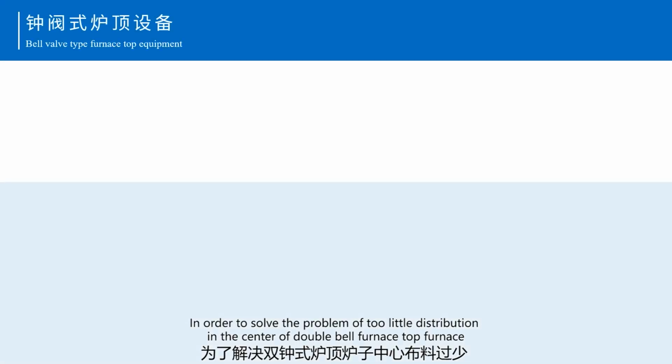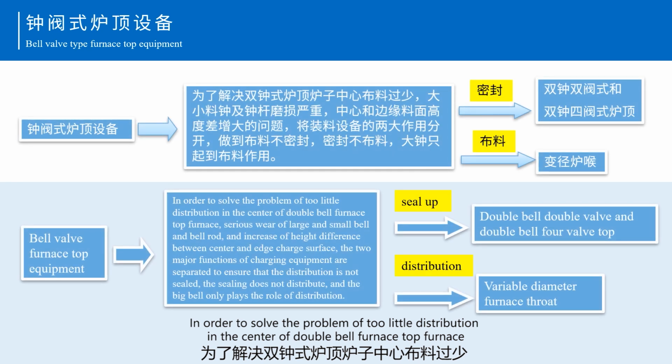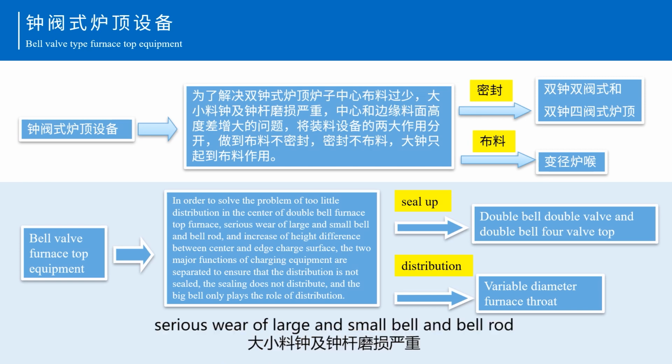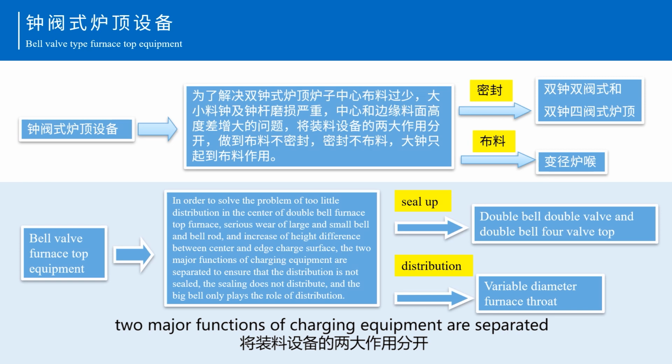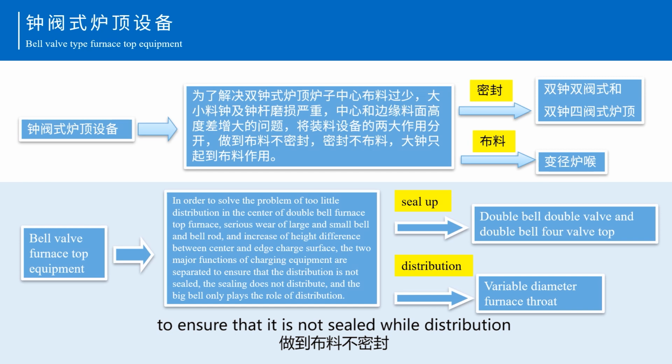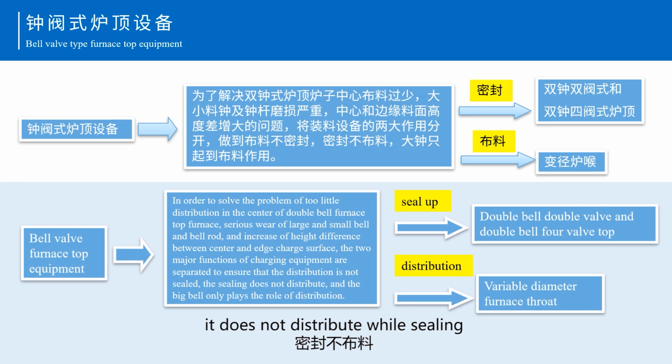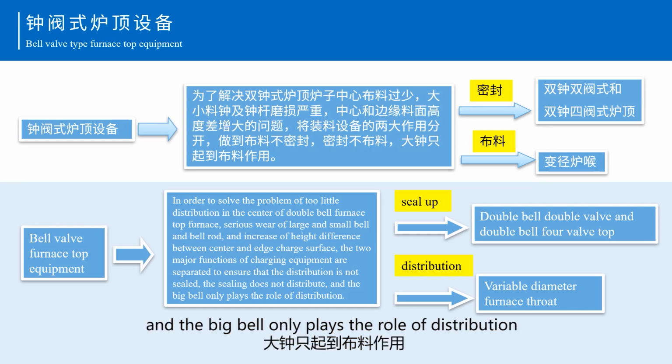In order to solve the problem of too little distribution in the center of the double-bell furnace top, the large and small barrels and barrel rods are connected in series, and the height difference between the center and edge charge surface is increased. The two major functions of charging equipment are separated to ensure that it is not sealed while distributing, it doesn't distribute while sealing, and the big valve only plays the role of distribution.